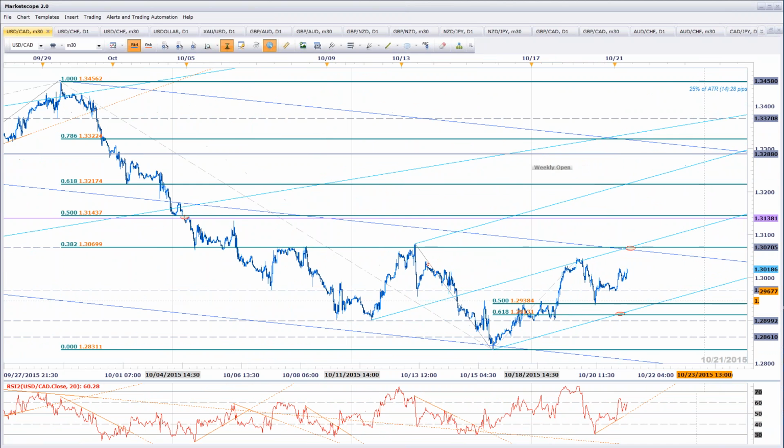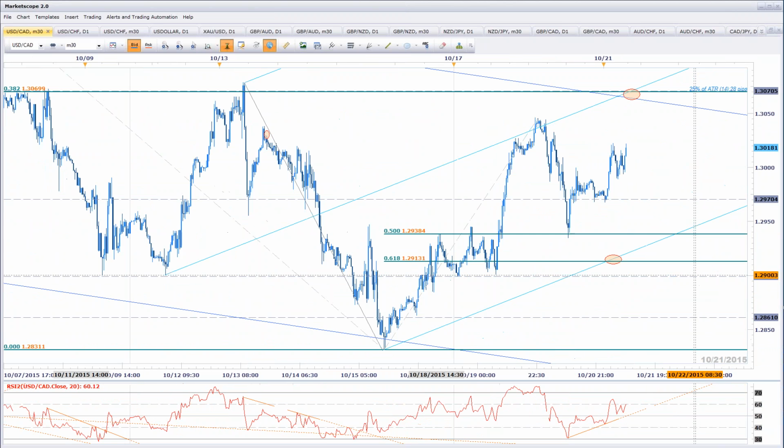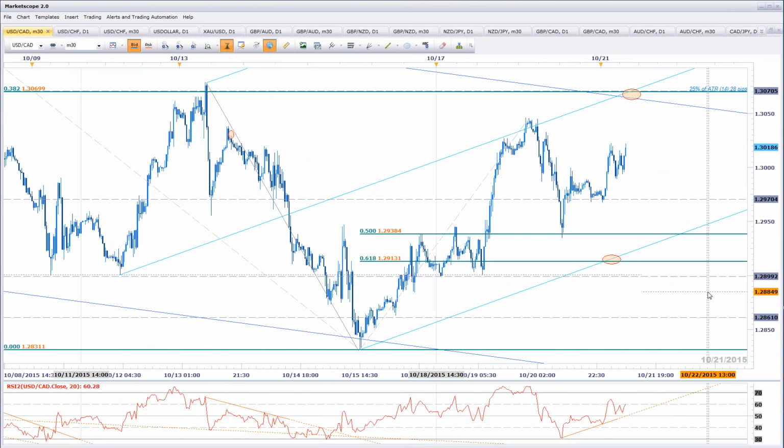Any questions on the dollar CAD levels ahead of today's event risk? There's a couple of different ways you can play this as far as the CAD trade. One of them is by way of dollar CAD, probably my least favorite, but it's definitely on the menu.